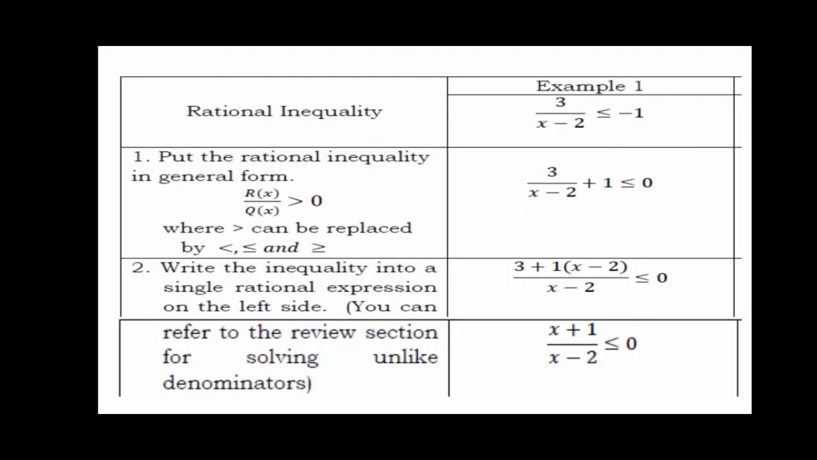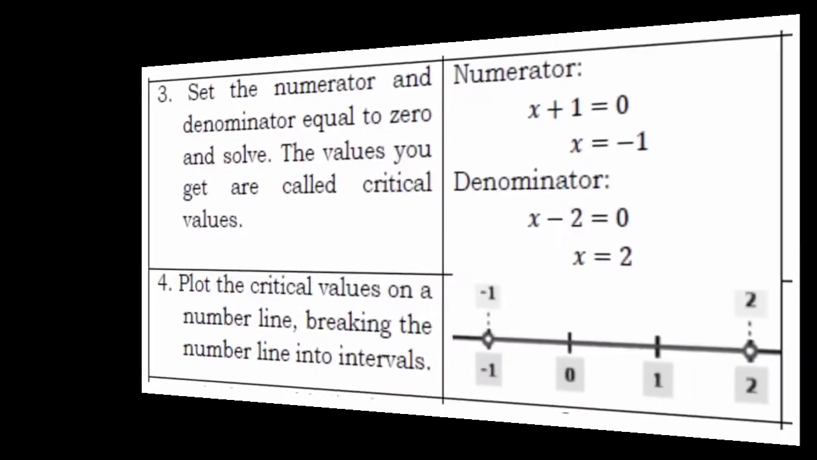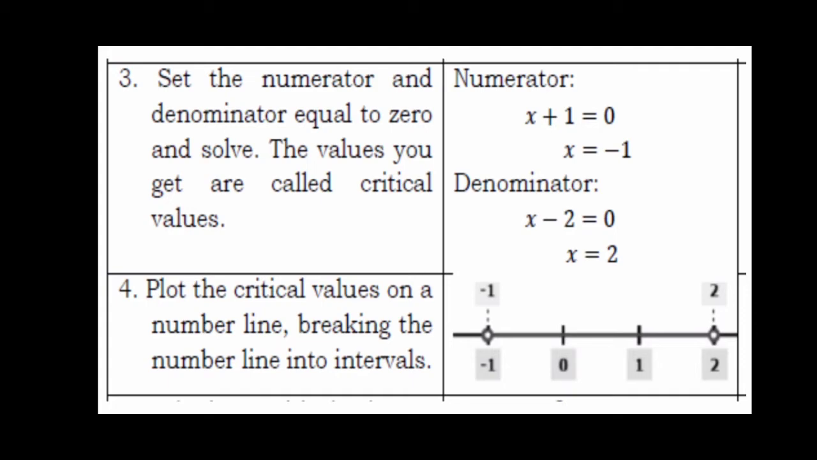Step number 2 is to write the inequality as a single rational expression on the left side. Step 3: set the numerator and denominator equal to 0 and solve. The values you get are called the critical values.